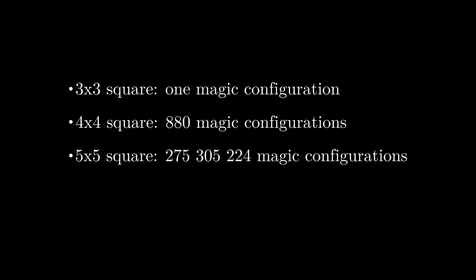275,305,224 5x5 squares. It is unknown how many 6x6 squares exist, and also for larger magic squares, the total number of possible solutions is unknown. However, there are techniques that allow to construct magic squares of any size. One technique is shown that works for all squares with odd numbers of rows and columns.